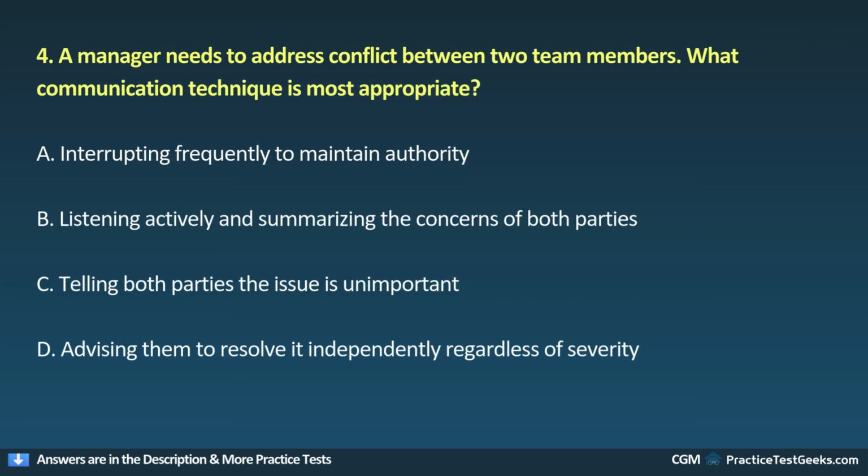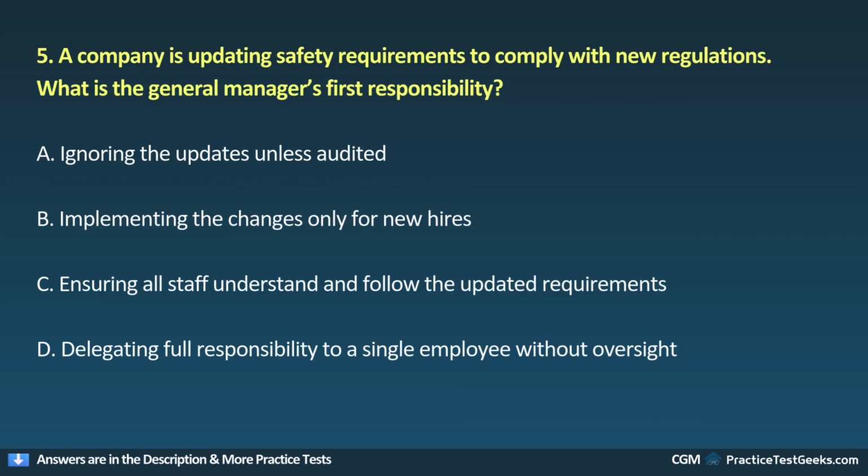4. A manager needs to address conflict between two team members. What communication technique is most appropriate? A. Interrupting frequently to maintain authority. B. Listening actively and summarizing the concerns of both parties. C. Telling both parties the issue is unimportant. D. Advising them to resolve it independently, regardless of severity.